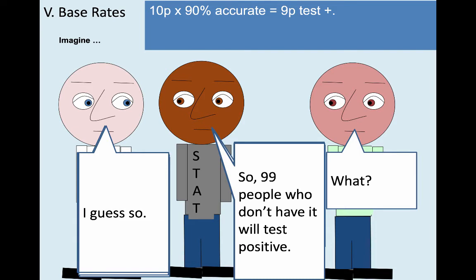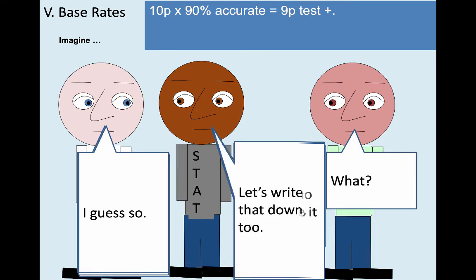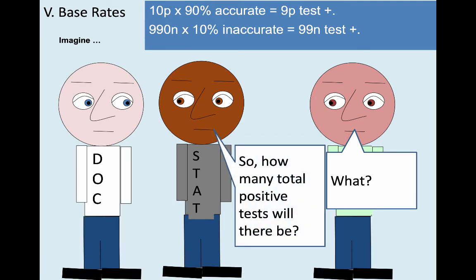to test positive. And the statistician says, I guess so. Or sorry, the doctor says, I guess so. So then the statistician says, well, let's write that down too. So up here we have 990 who are actually negative. 10% inaccuracy for the test is going to give us 99 of those people who are actually negative testing positive anyway. And the statistician then says, so how many total positive tests are we going to get?